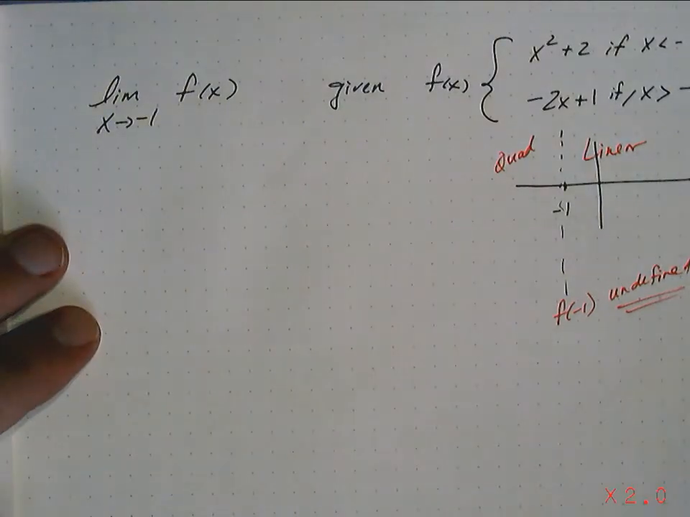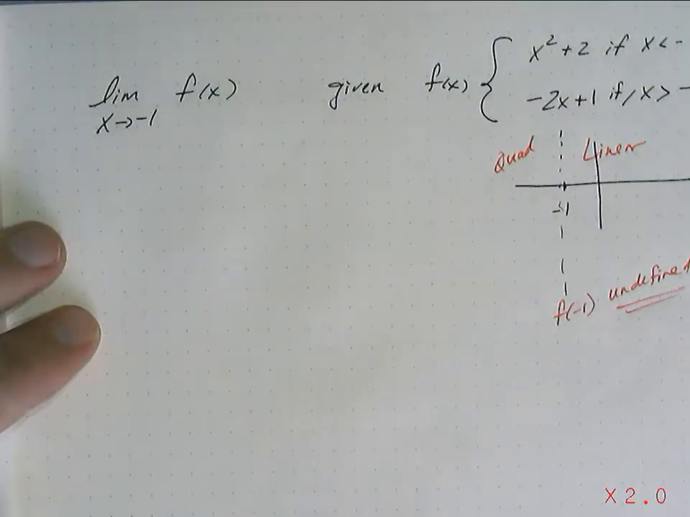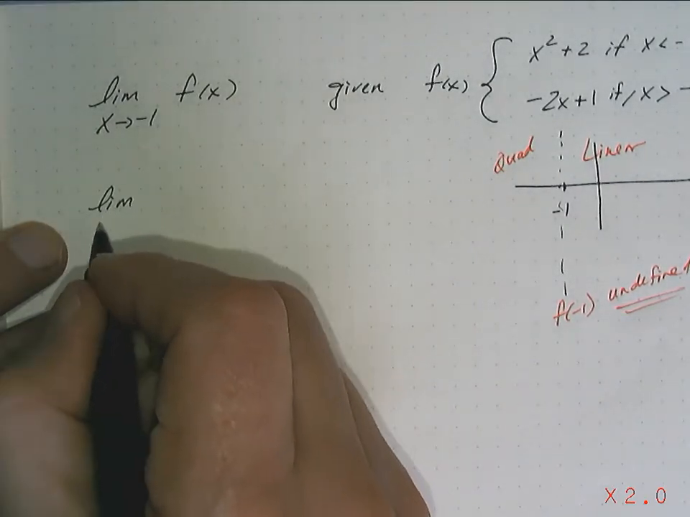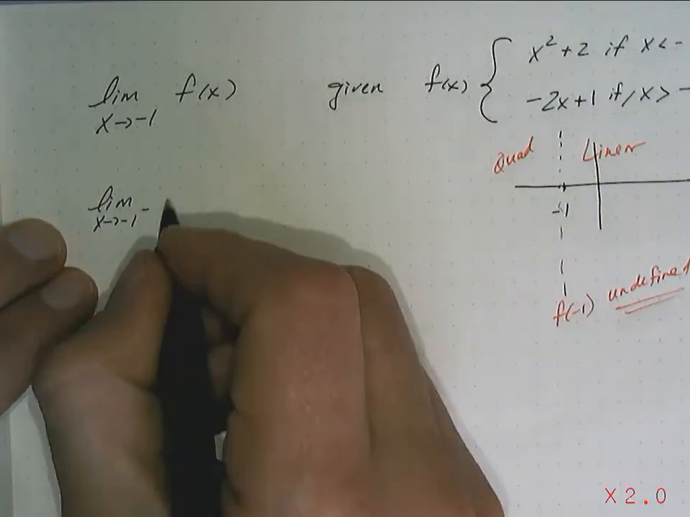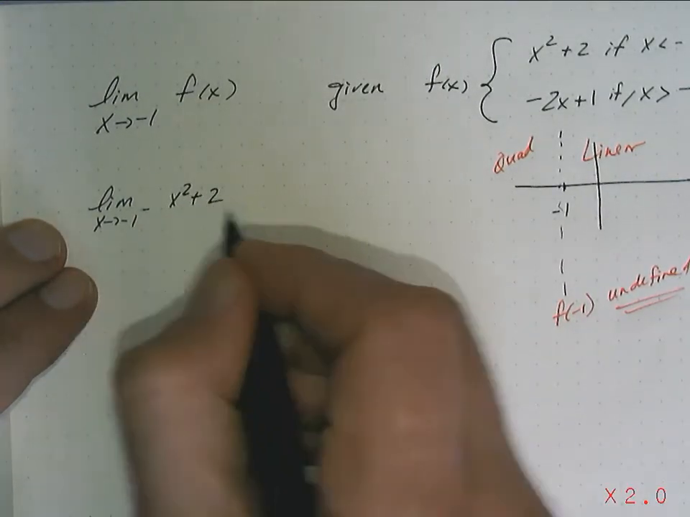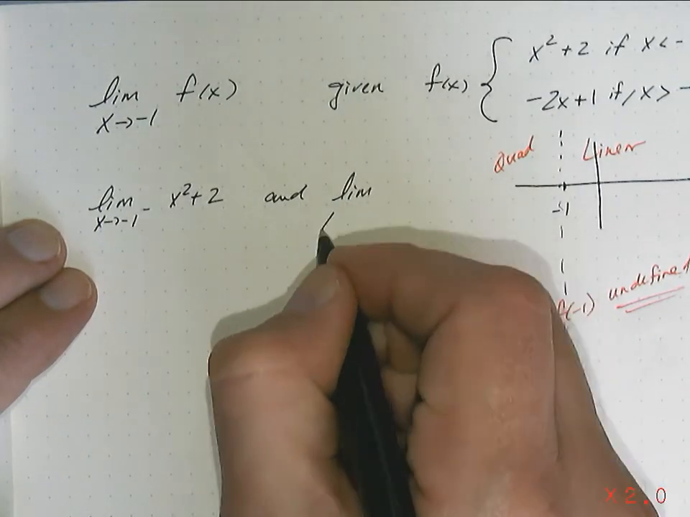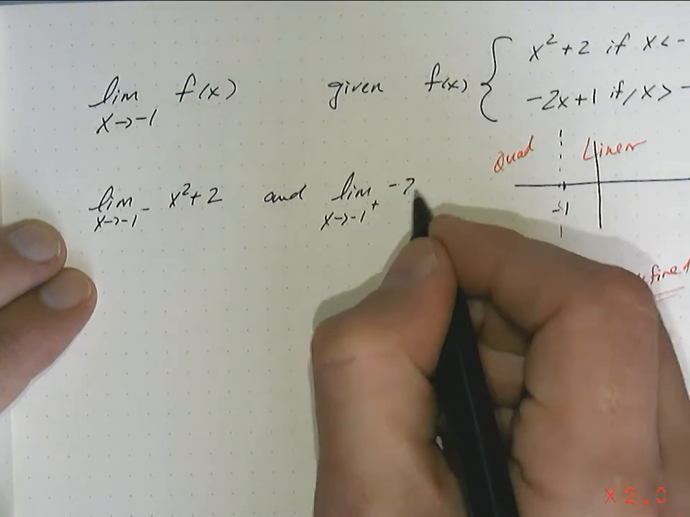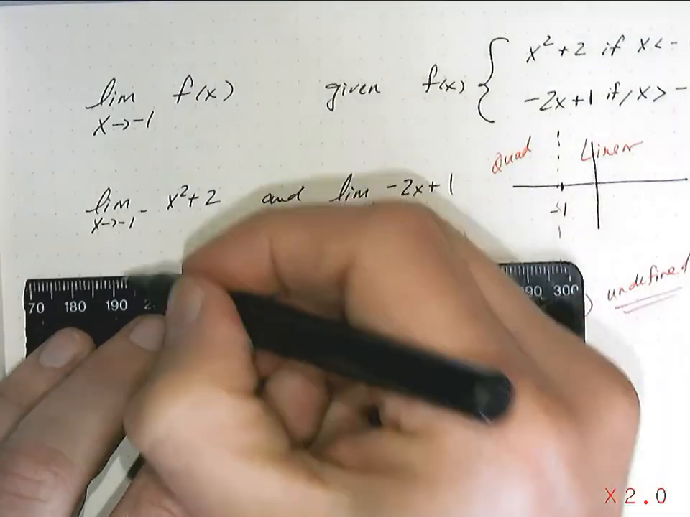So we're going to have to look at both sides of -1, and notice that's where the change is. So we have to look at both of them. We're going to look at the limit as x approaches -1 from the left. If I am on the left, I'm following the quadratic. And we're going to look at the limit as x approaches -1 from the right. If I am on the right, I'm following the linear. So then I would set up my table of values.